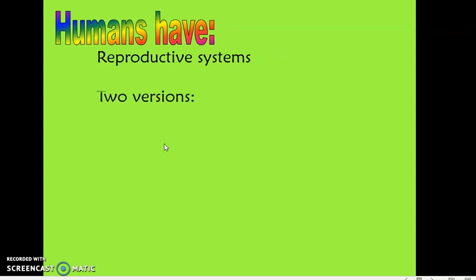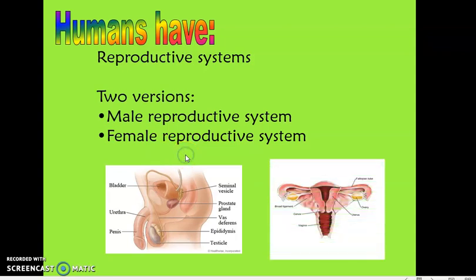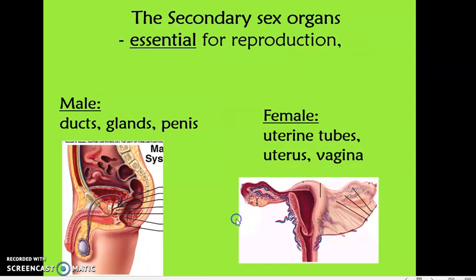Humans have 2 versions, the male reproductive system and the female reproductive system. The male is on the left, the female on the right. The whole purpose of these 2 reproductive systems is for fertilization to take place. How do we get the sperm and the egg to unite? Here they are side by side. The testes are the male gonads, and the ovaries are the female gonads. That's where the gametes are made. Sperm are made in the testes, eggs are made in the ovaries.